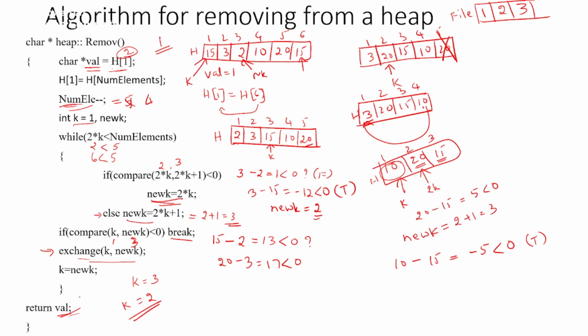returning the value. What value are you returning? The value whichever you have stored over here, that was 3. 3 will be written back, not 3, that was 10. So 10 will be written back to your file. So your file will have the next element 10. You have not exchanged it. So this is how the algorithm for removing from the heap works.